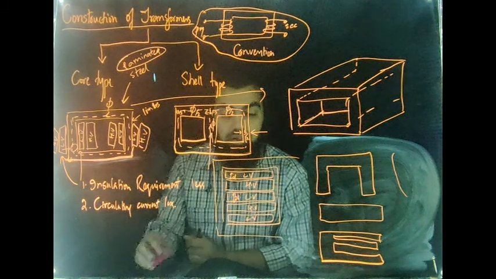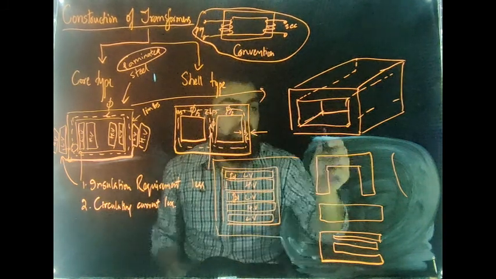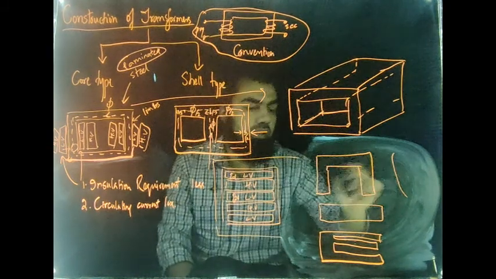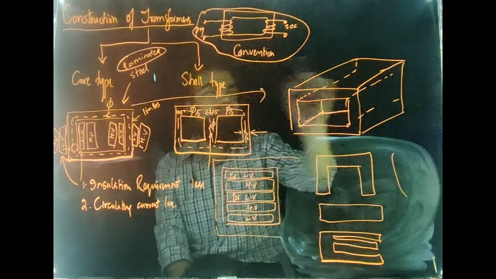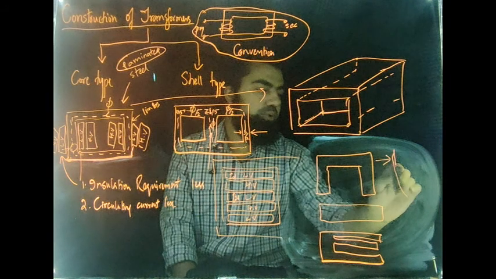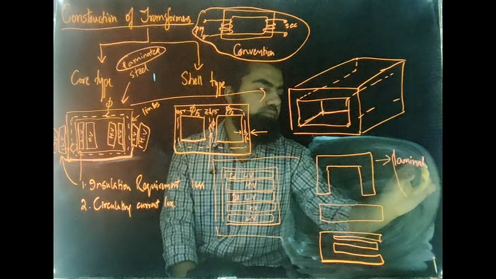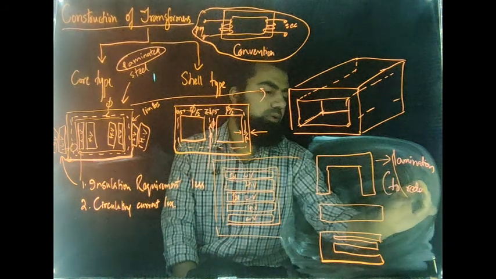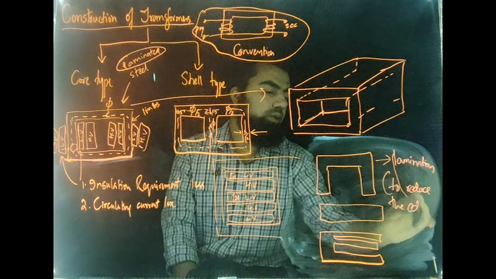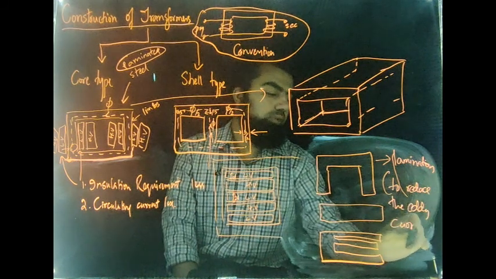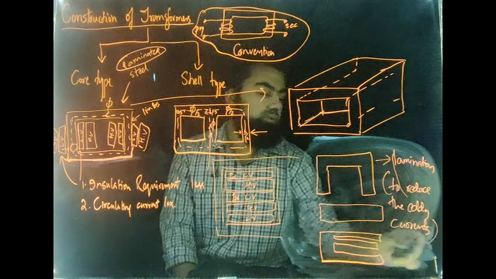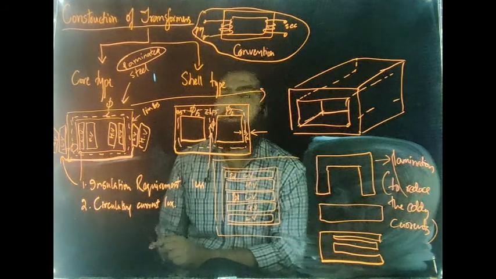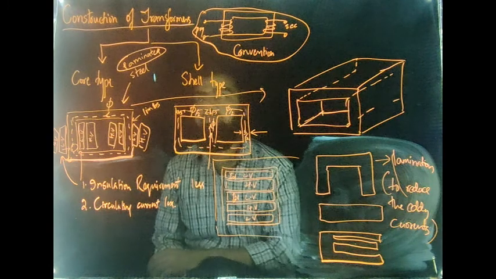Reluctance will be less, so net flux will be more. And secondly, the eddy current in this sheet will be reduced. So the purpose of using laminations is to reduce the eddy currents. If you reduce the eddy currents, you can reduce the eddy current losses in this system. So this is all about the construction of a transformer.